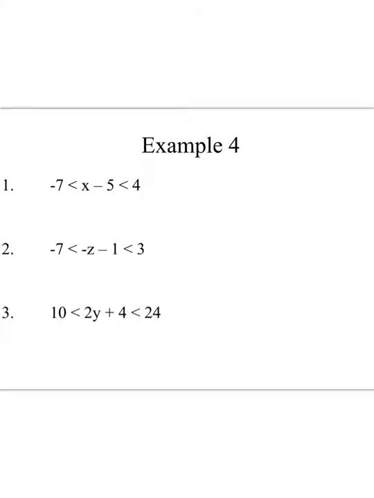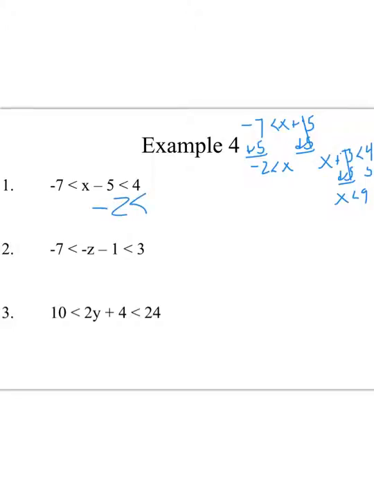So looking at the first one, negative 7 is less than x plus negative 5. So I'm going to add positive 5 to each side. Negative 2 is less than x. The second piece is x plus negative 5 needs to be less than 4. So I'm going to add positive 5 to each side. So x has to be less than 9. Putting it back together, negative 2 less than x less than positive 9.